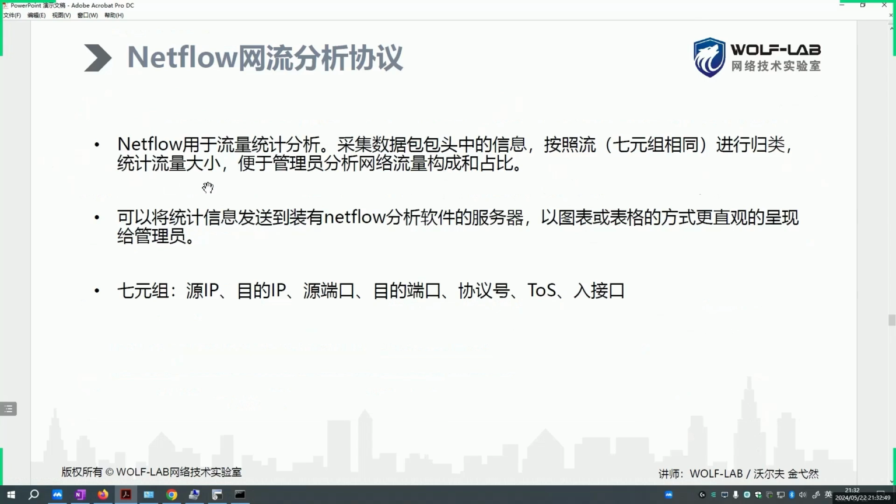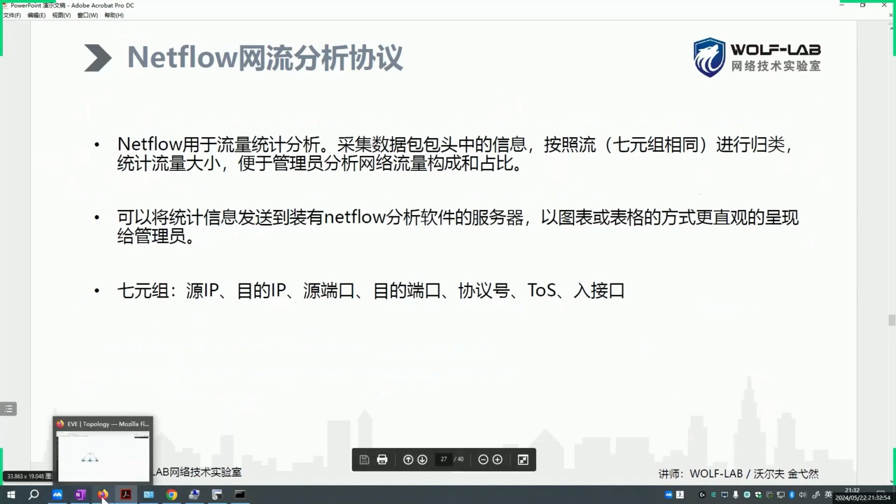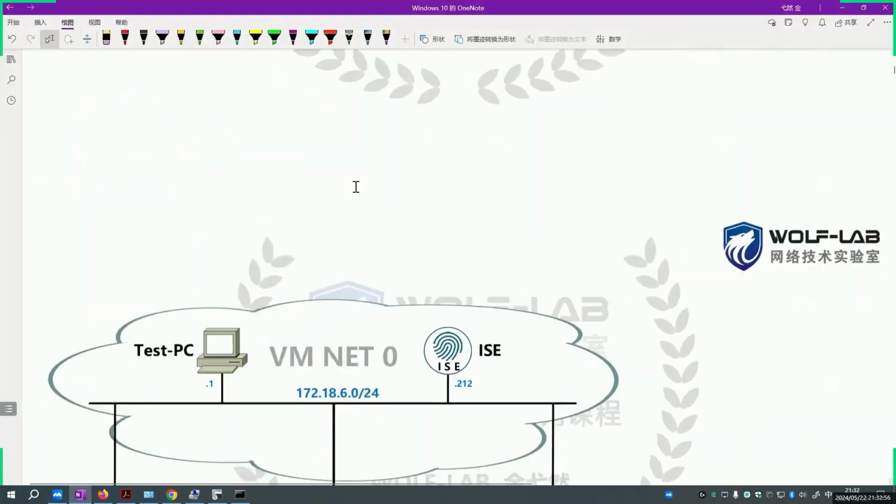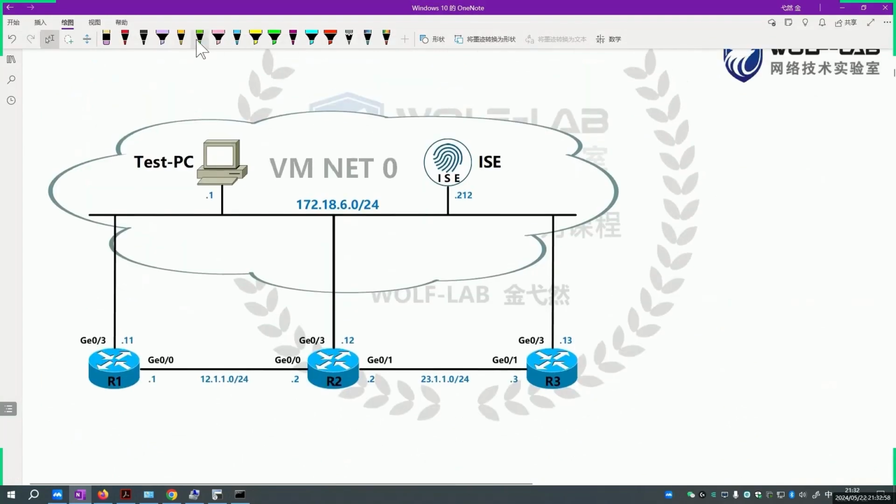Another thing is NetFlow, the network traffic analysis protocol. NetFlow is designed to capture and analyze traffic data from our network devices. We deploy a server within the network that is equipped to handle NetFlow data. This protocol helps in analyzing network traffic patterns. Essentially, it collects and summarizes the traffic data, allowing for detailed insights into network operations.